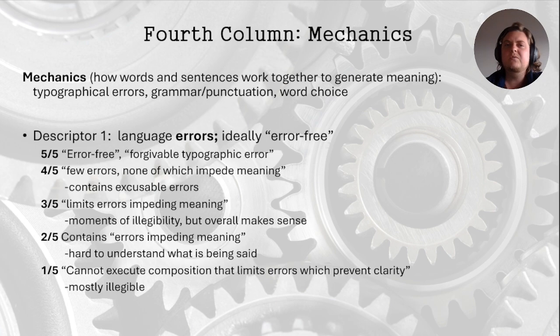Those are excusable errors because I can still understand what you're trying to say. They're just a little distracting and getting in the way, but they're not actively impeding the meaning of what you're trying to write. A 5 out of 5 in that sense would be any forgivable typographic error, like if you misspelled Weinberg's name one time and it was clearly a slip of the finger. So that's forgivable errors.